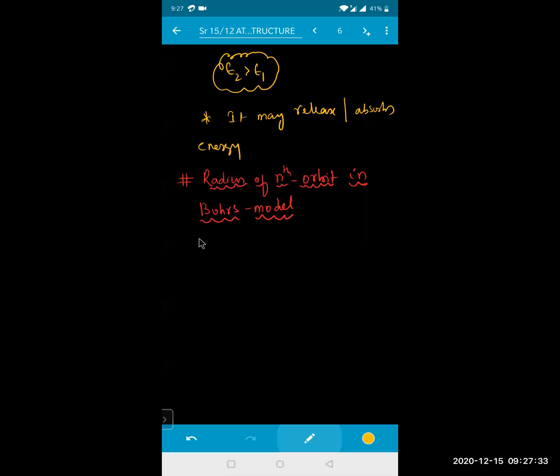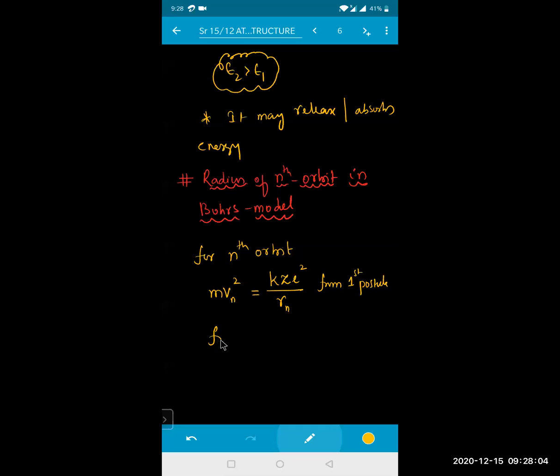For the nth orbit, all the statements, all the equations we are writing from the above three statements only, beta. m into Vn square is equal to K into Z into e square divided by the radius of the nth orbit. Okay, from the first postulate, isn't it? From the first postulate.